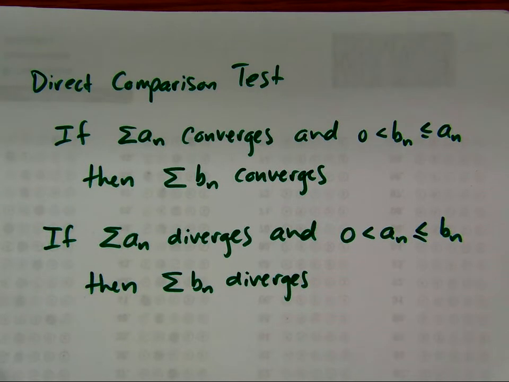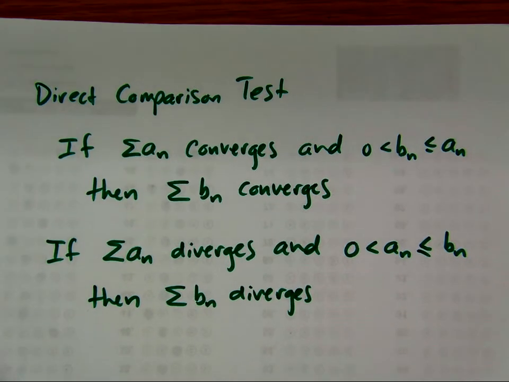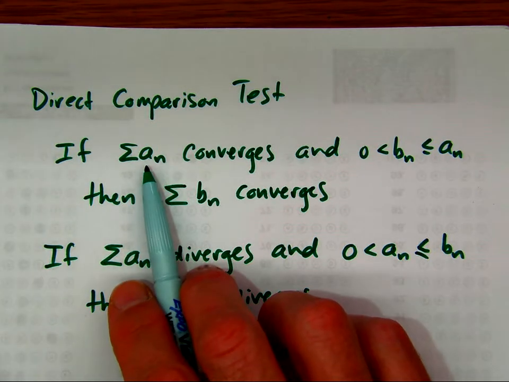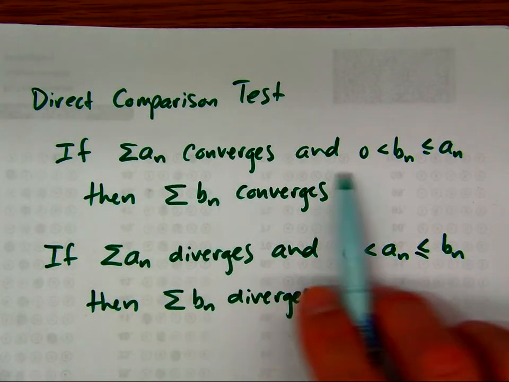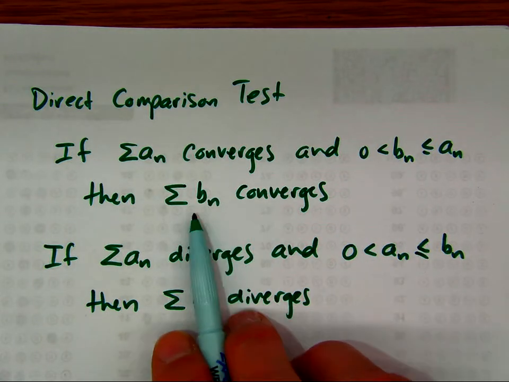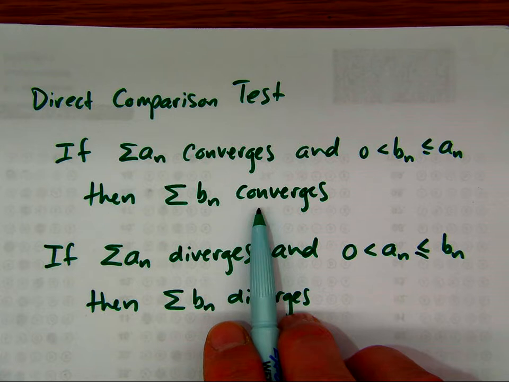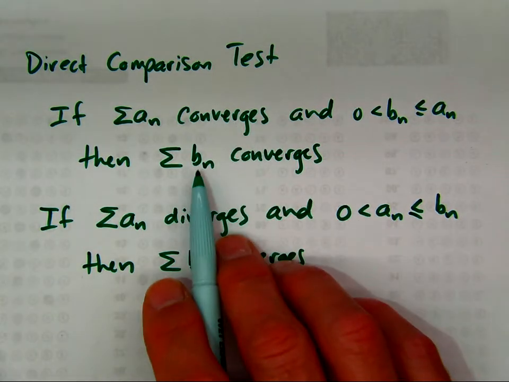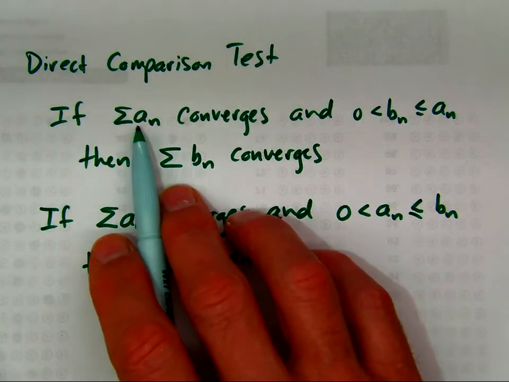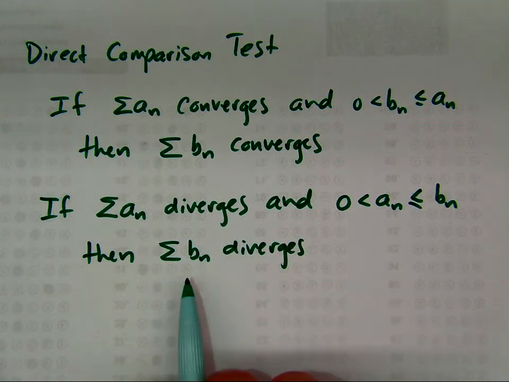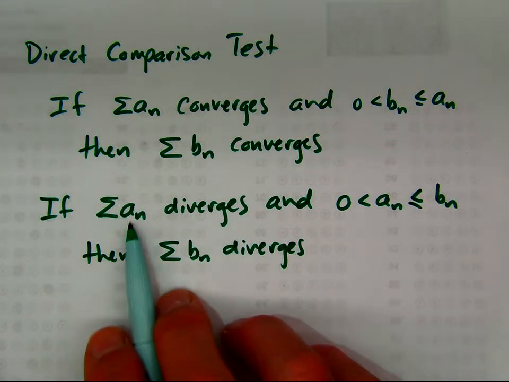And what we just looked at leads to the direct comparison test. So if we know the series A converges and all the terms of B are less than A, then the series of B converges also. So to show convergence, we have to show that the series that we're testing is less than a convergent series. And to show divergence, we have to show that the series we're testing is greater than a divergent series.